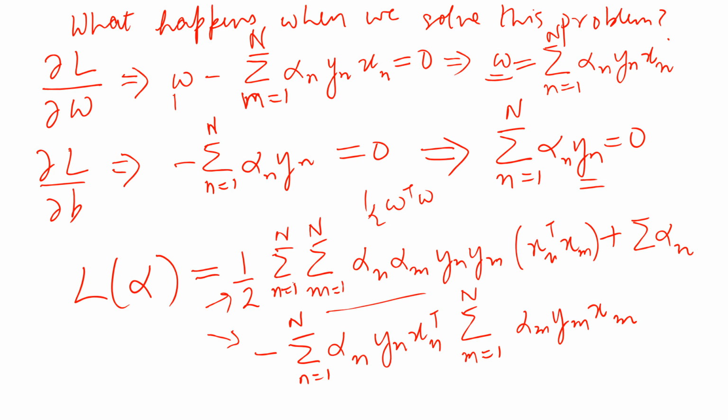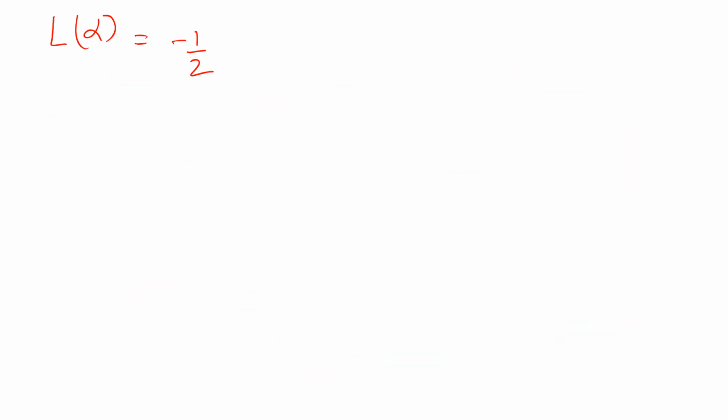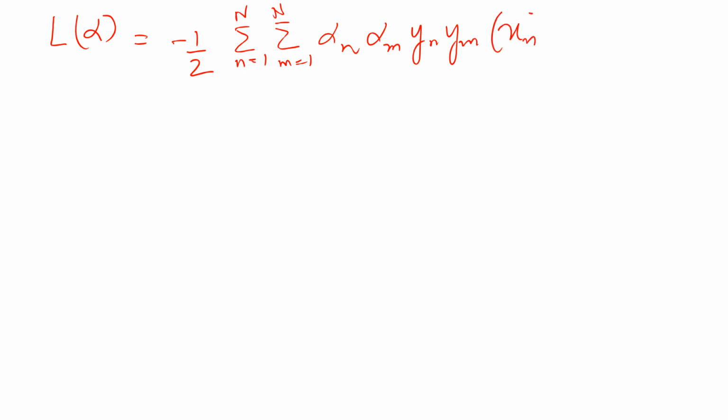Just by rearranging a little bit, we get the exact same thing. So what I'm trying to say is that my L of alpha is essentially going to be minus half of, because that's the only thing that's different, half and then minus this 1 here. So that's the minus half. And then n is from 1 up to n, m is from 1 up to n again, same point, alpha n, alpha m, yn, ym, and then this product xn, xm, plus the alpha that was there.